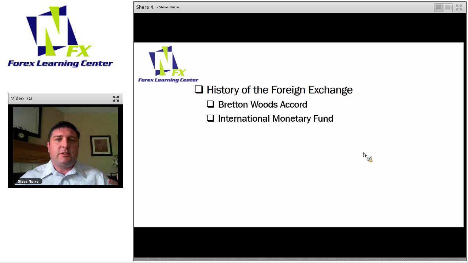So they did this in order to stabilize exchange rates and also to stimulate global trade, if you will. What also came out of this Bretton Woods Accord was the International Monetary Fund, and one of its initial responsibilities was to oversee this fixed exchange rate policy between countries. So this is where the history starts. If you ever wonder why you see Bretton Woods Accord in the history of the Forex, it's because that's where all these currencies got their values fixed to the US dollar.